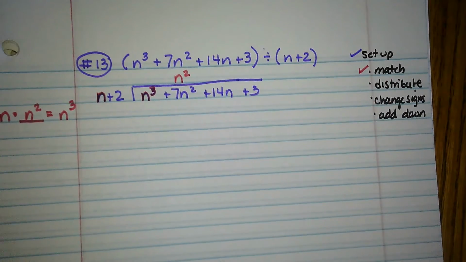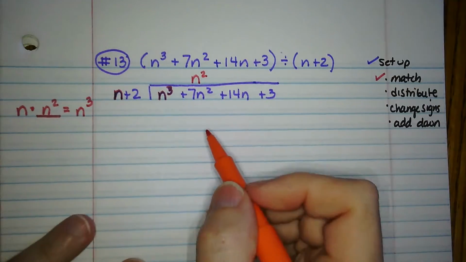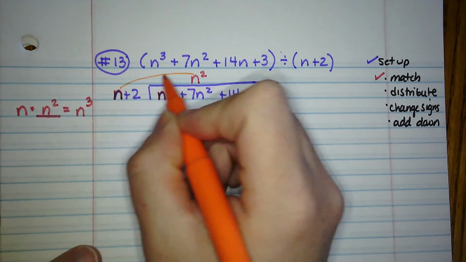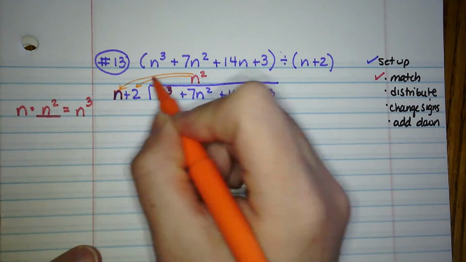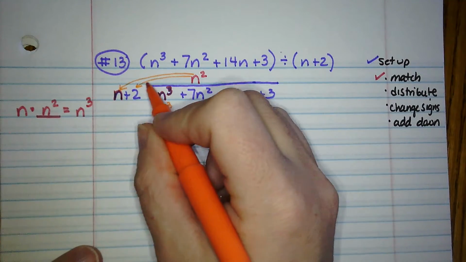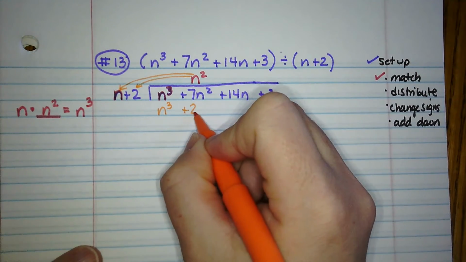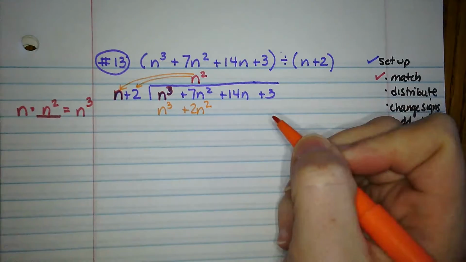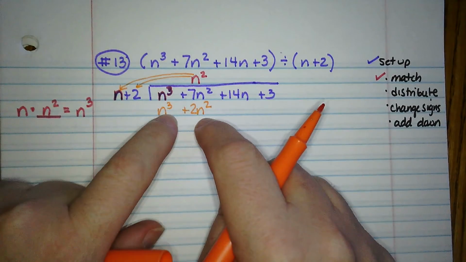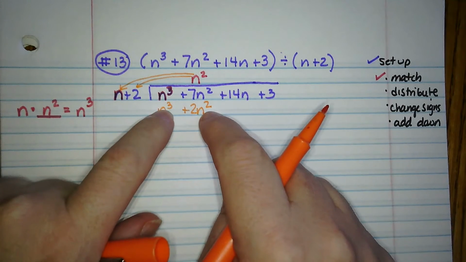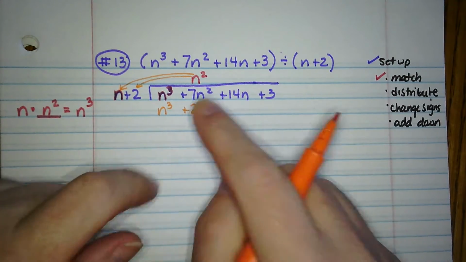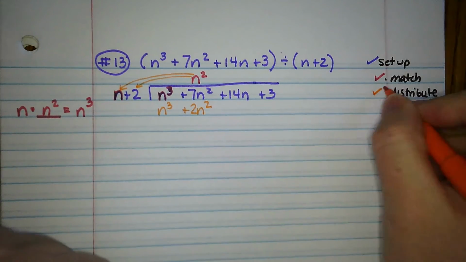The next thing we're going to do is distribute. When we distribute, we're taking this up above term and multiplying it by the outside stuff. So n squared times n gives us n to the third, and n squared times 2 gives us positive 2n squared. These terms should match up exactly as far as exponents go. There should not be different exponents underneath the terms here. They should line up exactly right. Distribute step done.